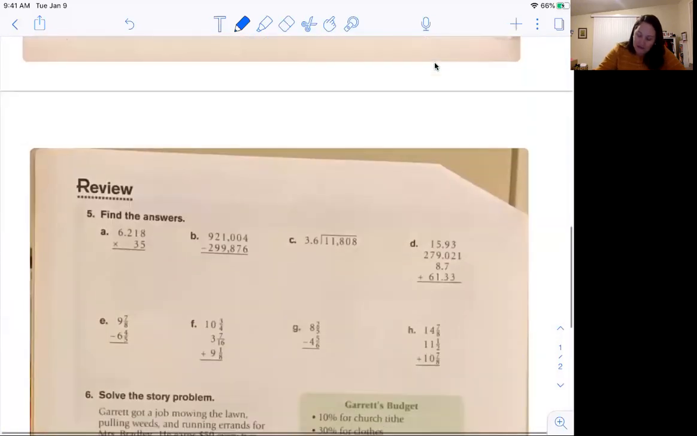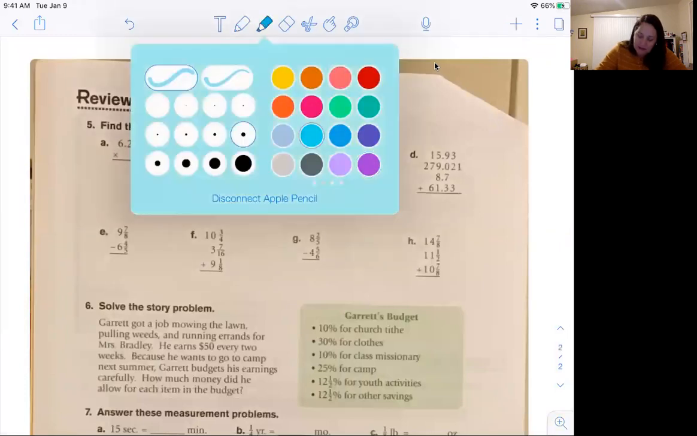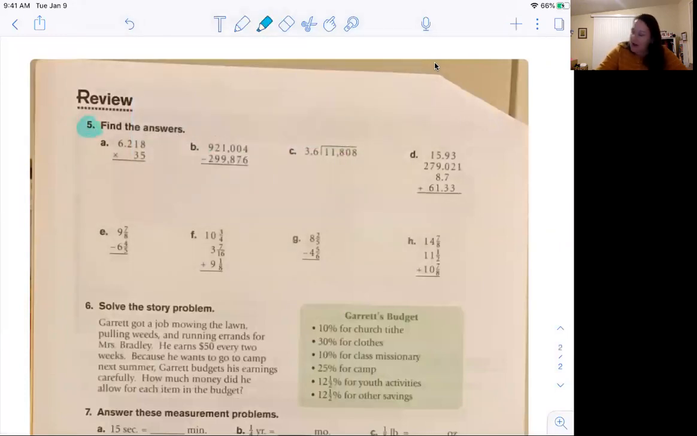And tonight, if you must know, your assignment is going to be all of number 5. Number C does go in evenly. So we're going to do A, B, C, D, E, F, G, and H. Don't forget, work this out on paper, then go to Google Classroom under Arithmetic 6, go to the assignment for tonight and fill it out.